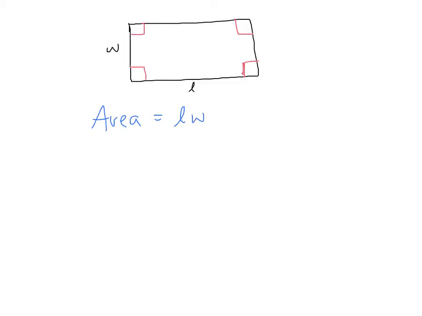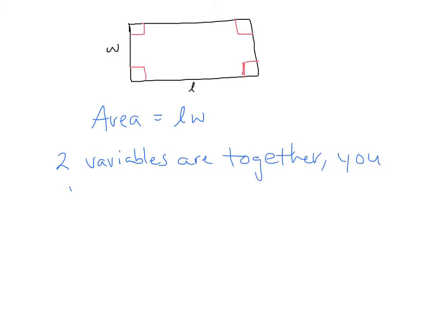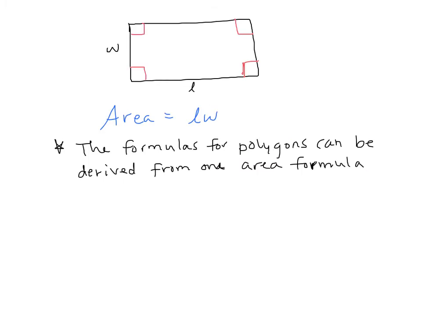And we should all already know from last chapter that when 2 variables are together, you multiply them. So because these are together, it would equal length times width. A couple of notes for you. So the formulas for polygons can be derived from the one area formula, the area of a rectangle, which you learned in 4th grade. So we already know that the area of the rectangle is length times width.